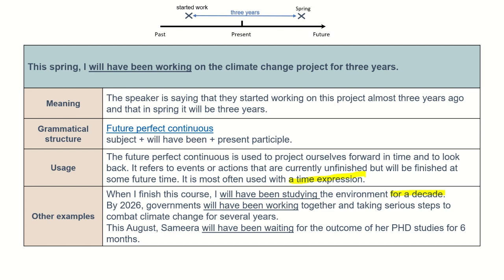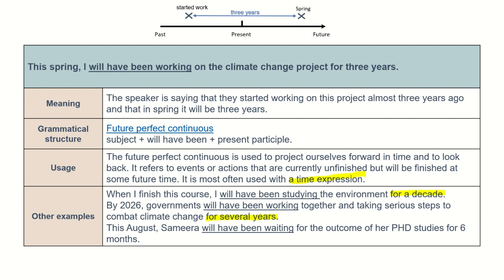By 2026, this is, let's say, the time, but it's not the deadline. Governments will have been working together and taking serious steps to combat climate change for several years. So this is the time expression that indicates I have to use future perfect continuous.